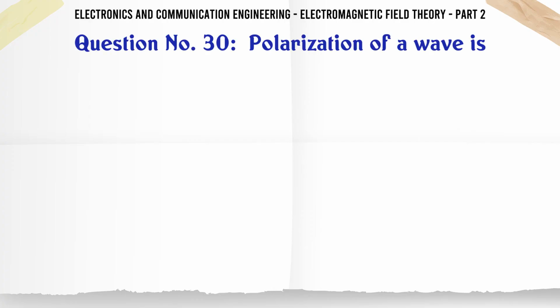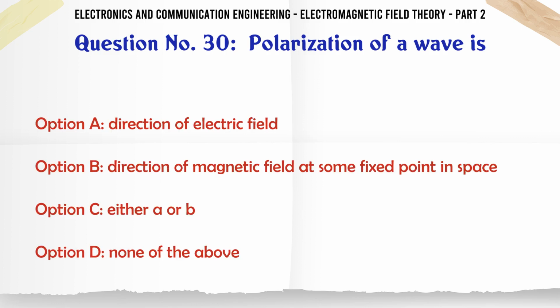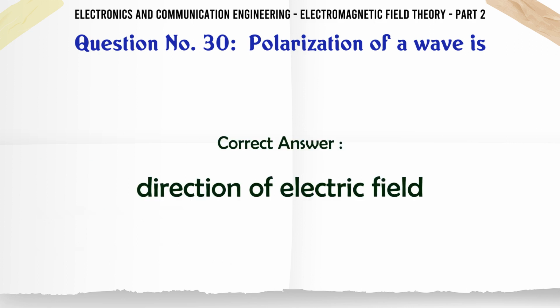Polarization of a wave is: A, direction of electric field. B, direction of magnetic field at some fixed point in space. C, either A or B. D, none of the above. The correct answer is direction of electric field.